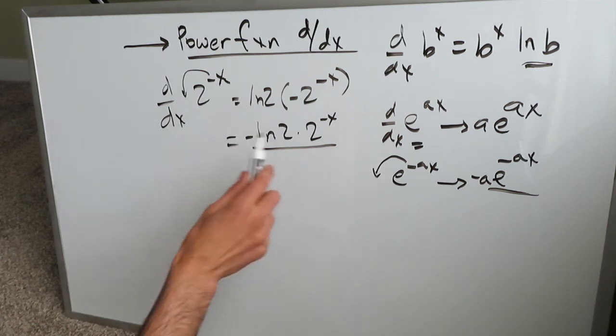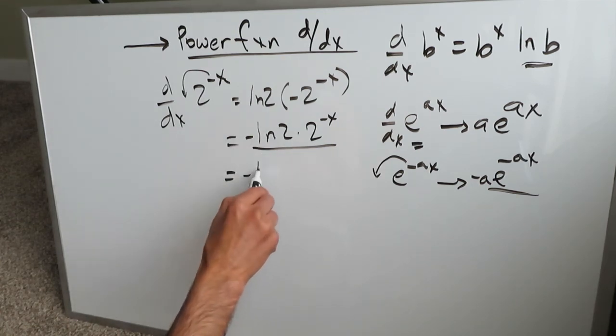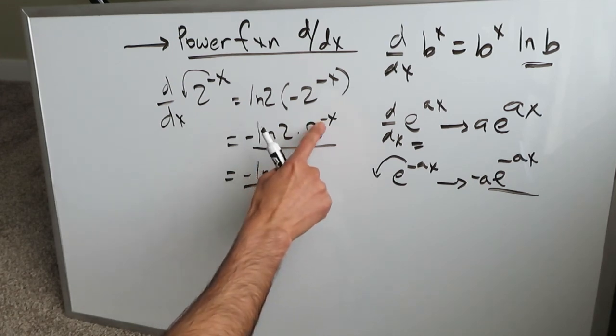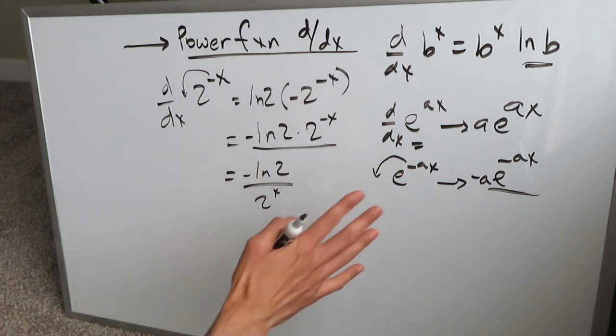And you would be right. You would be even right if you took this one step further and you wrote this as 2 to the power of x, because the minus exponent meant a reciprocal of that. You would be right doing that as well.